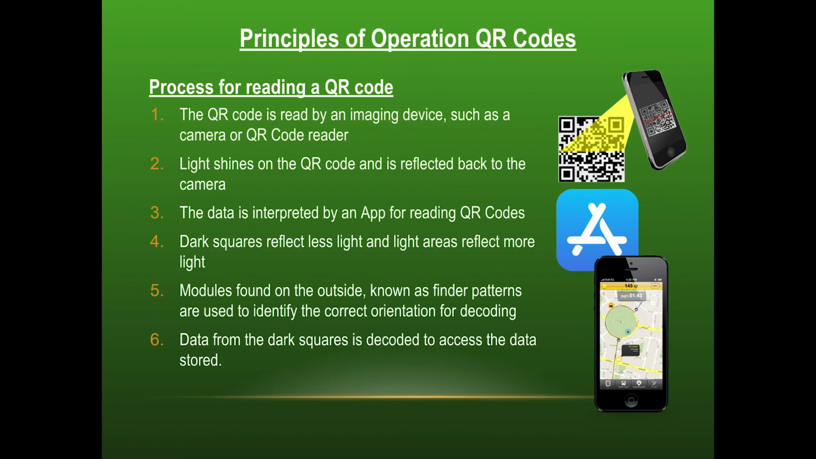Then all that data from the dark squares is read, interpreted, and you are then directly given access to the data that is stored. That's the principles of operation, so how it works for barcodes on the three main types, and everything you need to know for examination on principles of operation.